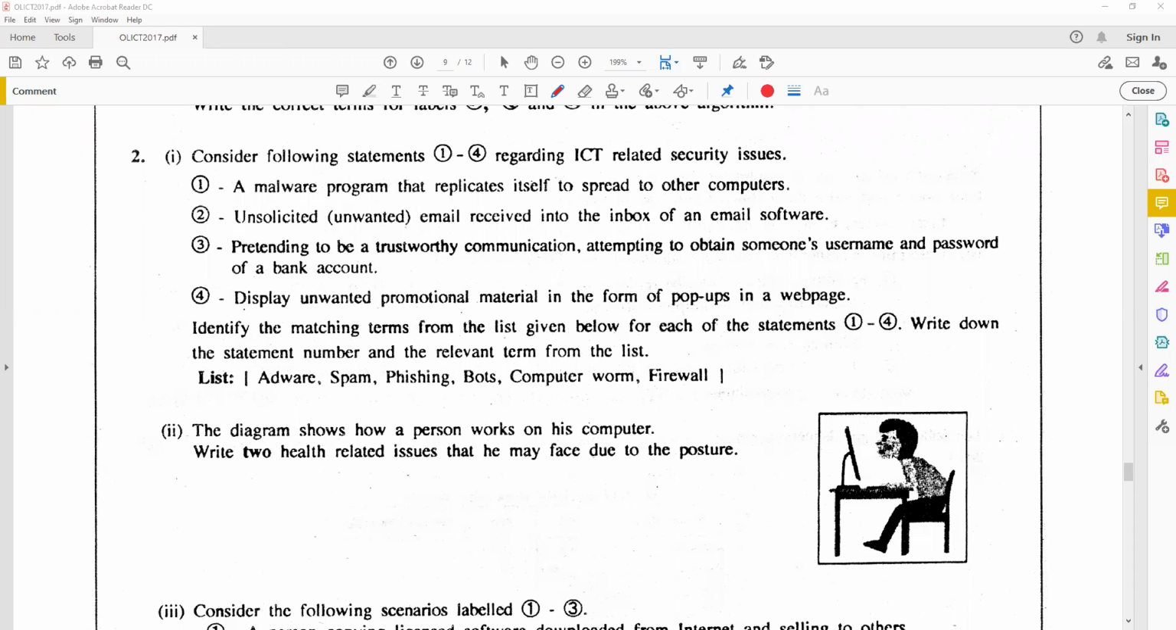Fourth one, display unwanted promotional material in the form of pop-ups in web pages. So sometimes when you visit a web page, you will get a lot of pop-ups. We call it adware, right?